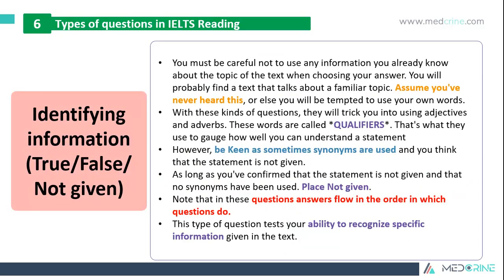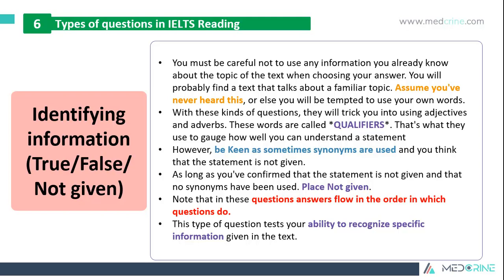In identifying information questions, you must be careful not to use any information that you already know about the topic of the text when choosing your answers. You will probably find a text that talks about a very familiar topic that you may know. So in this case, assume that you have never heard of this, or else you'll be tempted to use your own words. In this kind of question, they'll try to trick you using adjectives and adverbs, and these words we call qualifiers.